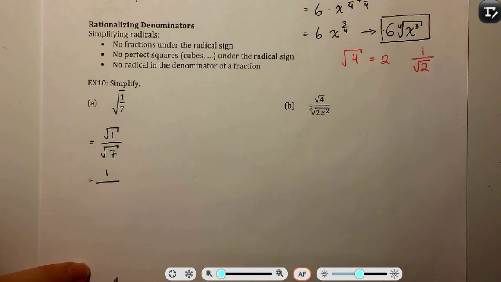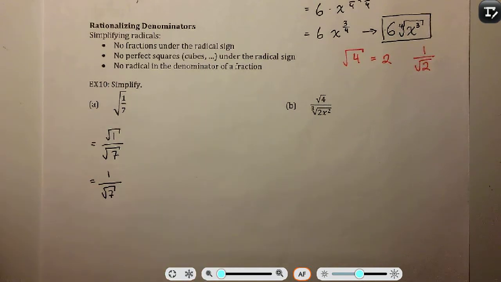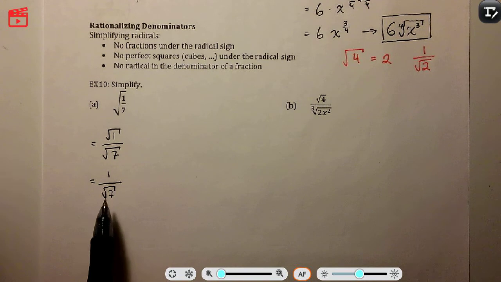And then what is the square root of 7? Well, I don't know what that is, so I'm just going to leave it as the square root of 7. But now I have a problem. I have a radical in the denominator. So what I need to do is I need to rationalize it.